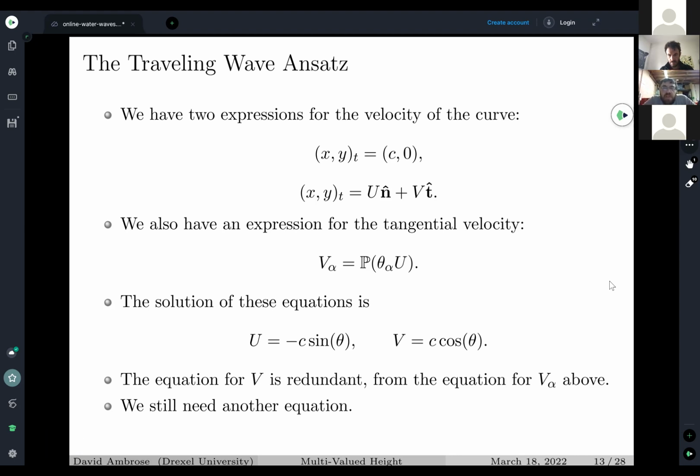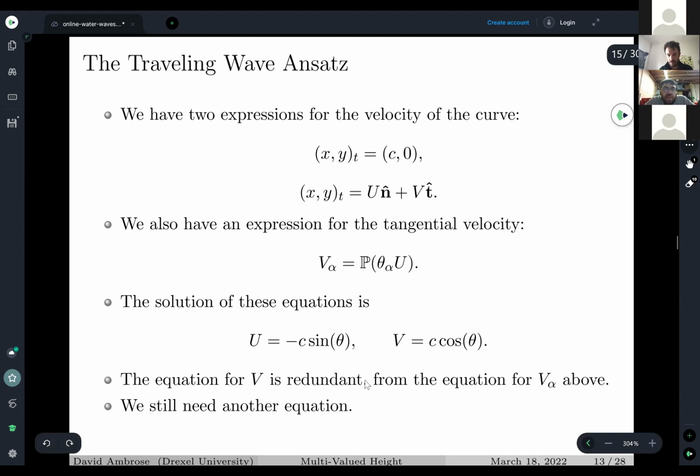So you can solve these equations. In a way, it looks like there are three equations for two unknowns, the unknowns being u and v, but they are consistent. It's not overdetermined. The three equations are consistent. So the solution of the equations is that u equals minus c times sine theta, and v is c times cosine theta. So there is redundancy in this again.